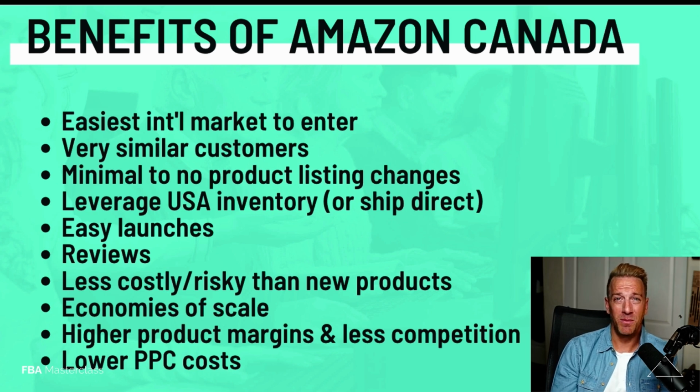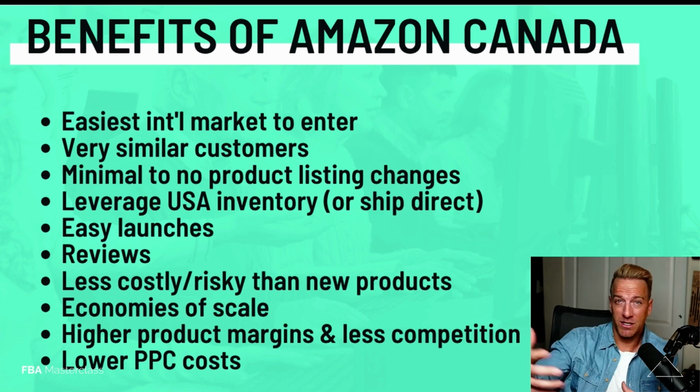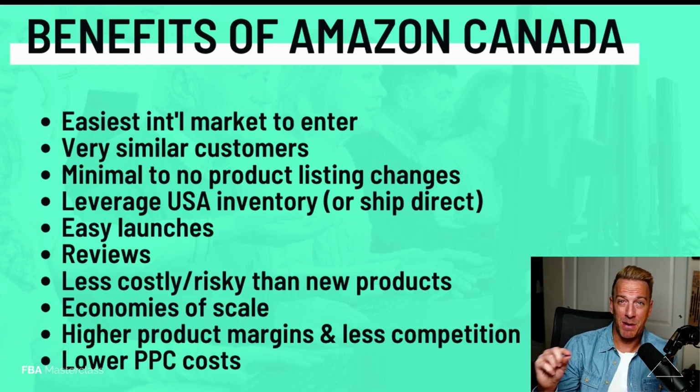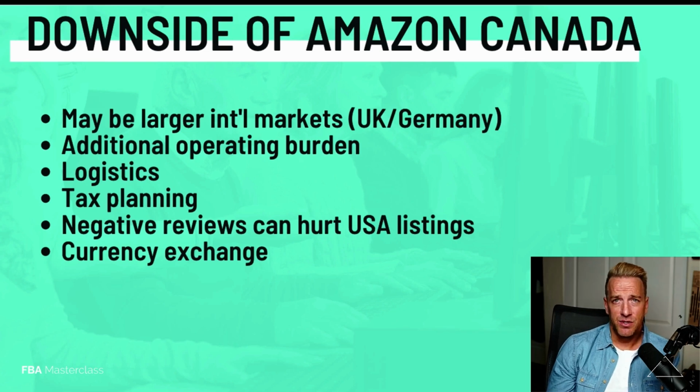You get economies of scale because you can place bigger orders with your factory, as an example. If you're doing new creative works both in the US and Canada, you get those economies of scale. You typically have higher product margins because you can price the product higher, and you've got more margins because things like pay-per-click tend to be a lot less expensive in Canada. But there are some downsides, so let's be aware of those as we look at this strategy.